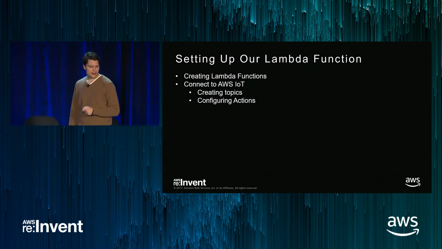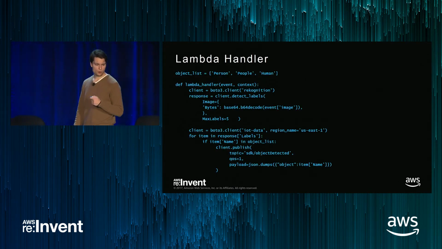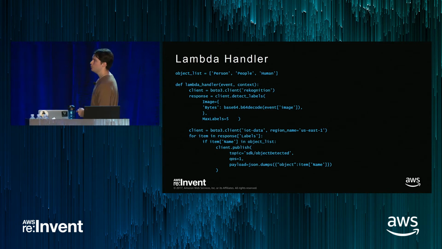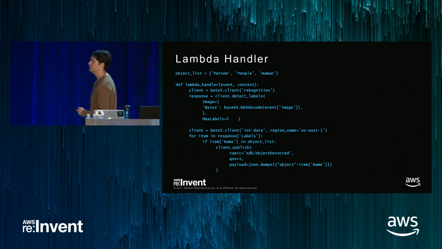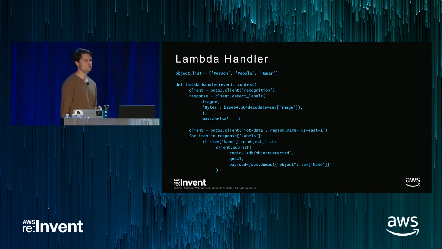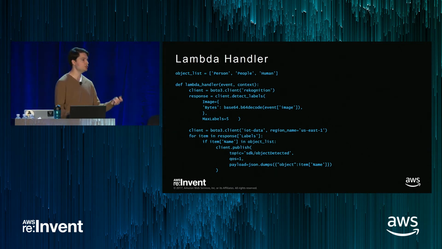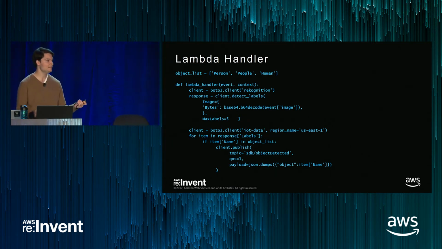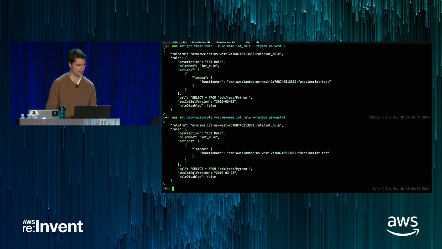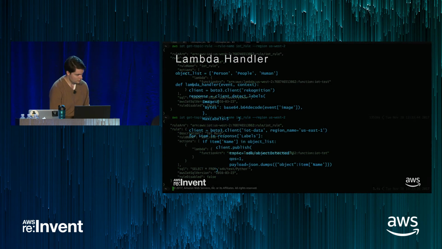So we talked about already setting up a Lambda function, but what would our Lambda function look like to do this functionality, to detect my dog? Well, you'll see here at the top, I have an object list for person, people, human. How would I modify this to detect a dog, a shoe, a bed, anything you wanted to detect? So let me show you real quickly in the Rekognition console how you would figure out the right labels to use.